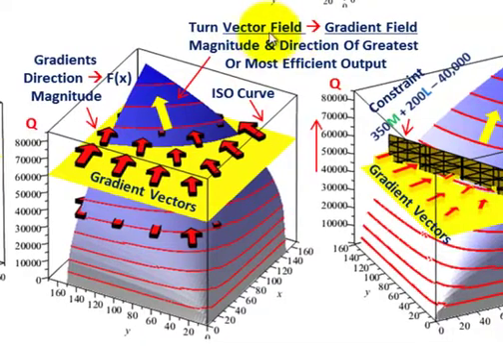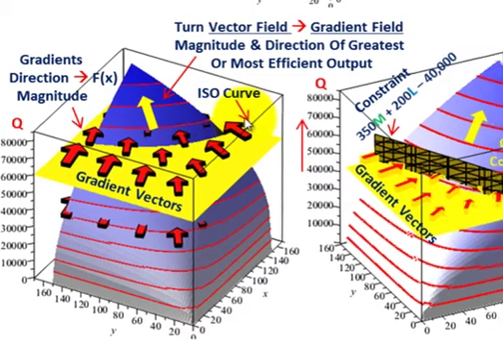So again, we want to turn our vector field that we had here into a gradient field, and that's going to give us the magnitude and the direction of the greatest output, or the most efficient output that we're looking at. Lowest cost, maximum output. That's what we're going on. Okay, so those are our gradient vectors, but this is what we're coming up against here.